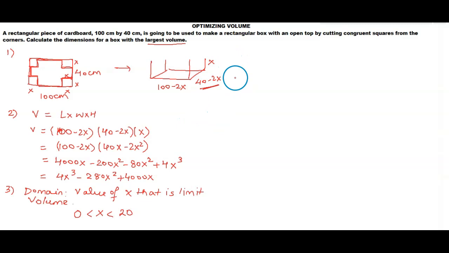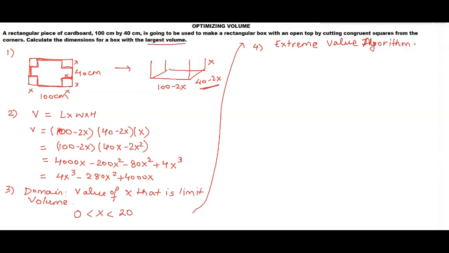Once I do that, I move on to the fourth step. My fourth step is to now find out what is the largest volume. Largest volume means I am going to follow my extreme value theorem. And extreme value theorem you all know, or extreme value algorithm, because this is a requirement to do optimization problems. So this is something that you have to know before in order to do optimization problems.